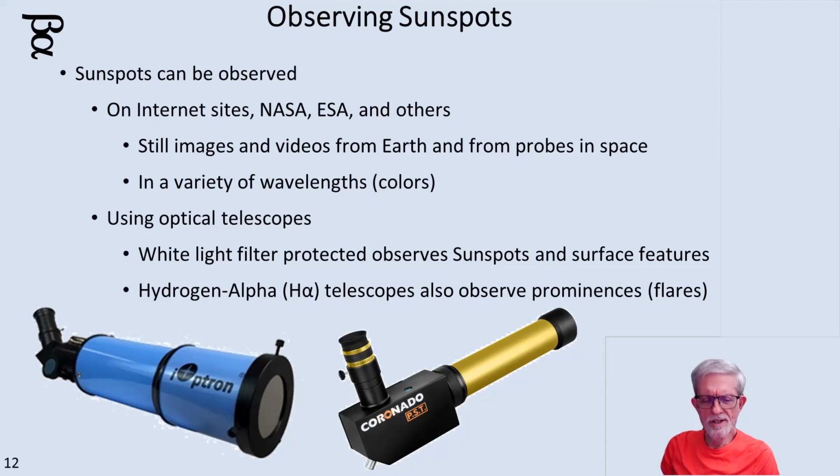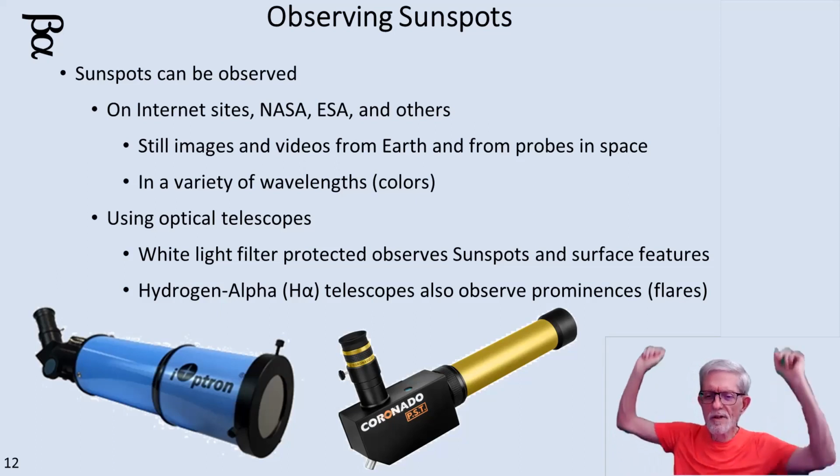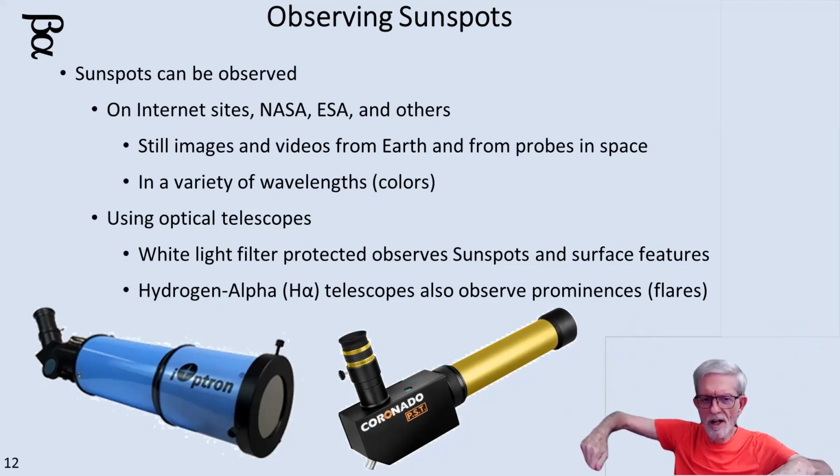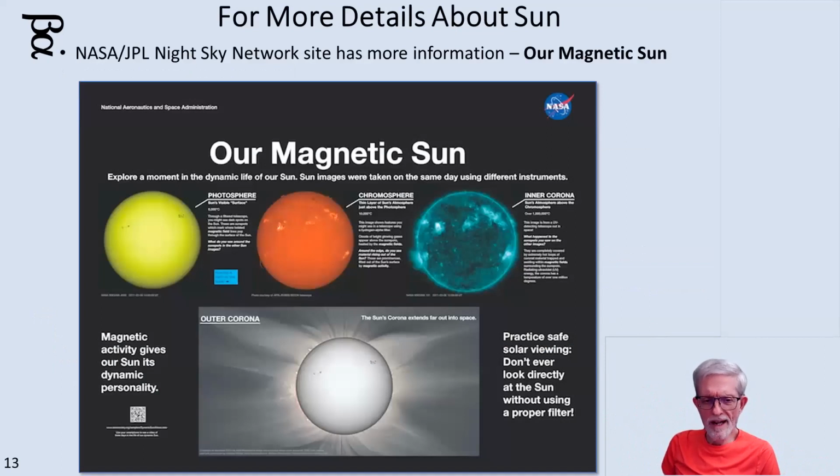But yeah, I've watched solar prominences actually spewing off the sun in real time through an HA scope, not this one, but a bigger one. And even to see that in the daytime, we had a black sheet that you threw over your head and the telescope in order to get it dark enough for your eye to open up to see the dark red light. But if you want more information about the sun, the NASA JPL Night Sky Network site has a good presentation on all those aspects of the sun called Our Magnetic Sun.